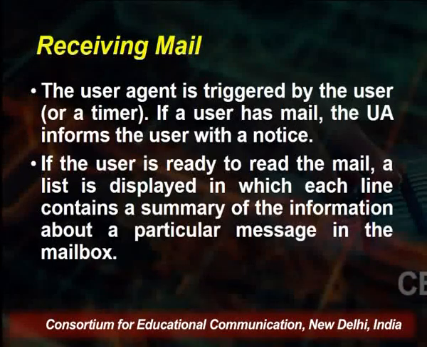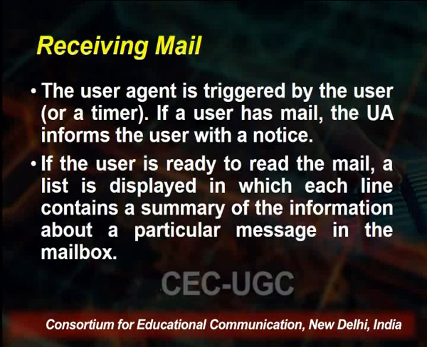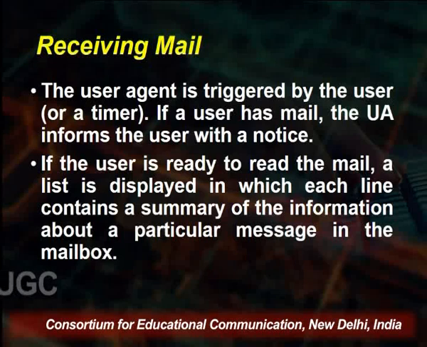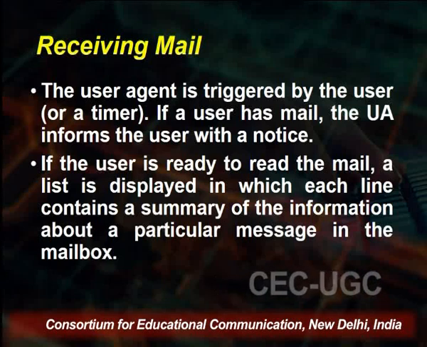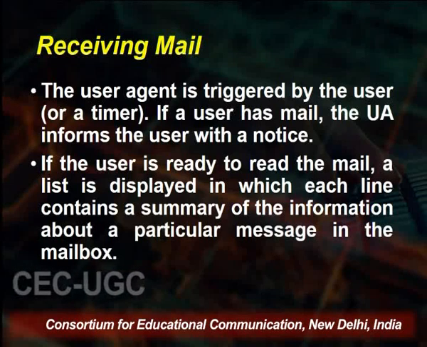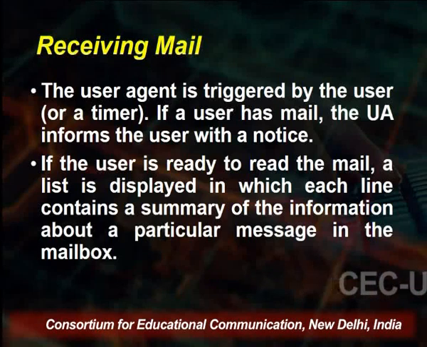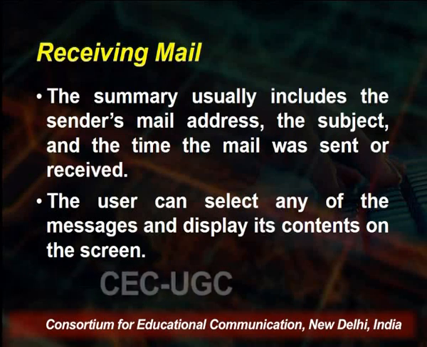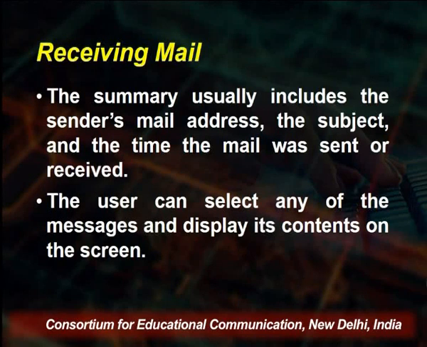Now, receiving the email: the user agent is triggered by the user or a timer. If a user has email, the user agent informs the user with a notification. There is a notification which is set or a notice which comes, and if the user is ready to read the mail, a list is displayed in which each line contains a summary of the information about a particular message in the mailbox, right. The summary will contain who sent the message, the subject line and the time. So, the user can select which messages to read and which are not supposed to be read.